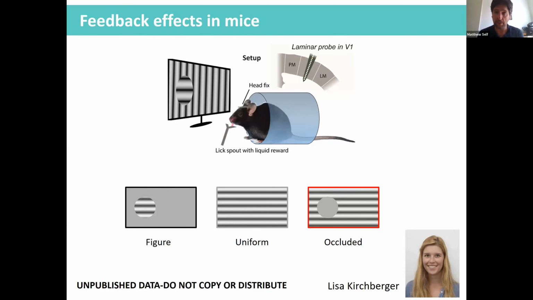Now, we don't know what the mice perceive here. They might see this as a gray circle on a background. They might see it as a hole. They might see it as an occluder. We don't know. But what we do know is there's no visual stimulation present in this particular point of the visual scene.